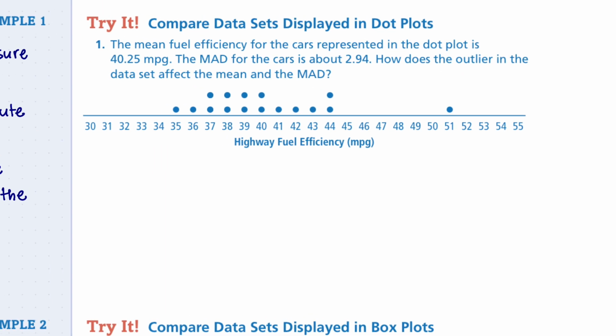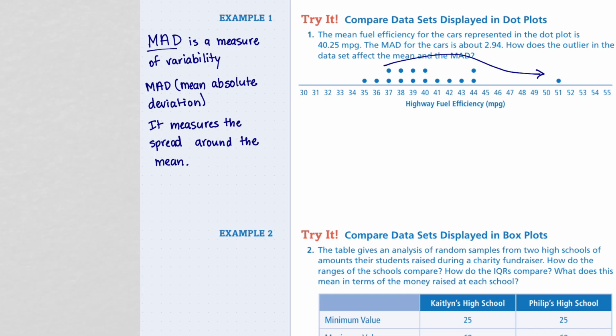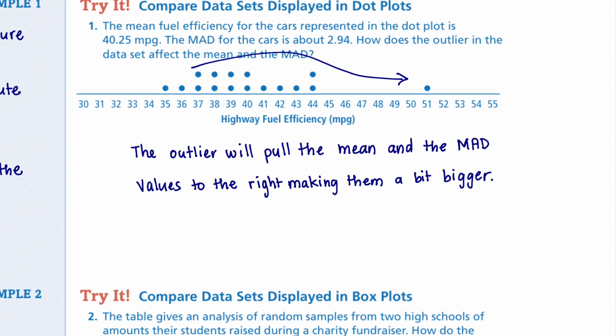We know that when we have an outlier, the outlier is always going to pull the mean towards the side where the outlier is. In this case, the outlier is on the right, so it's going to pull the mean to the right. And if the MAD is centered around the mean, the MAD is also going to be pulled to the right. The outlier will pull the mean and the MAD values to the right, making them a bit bigger.